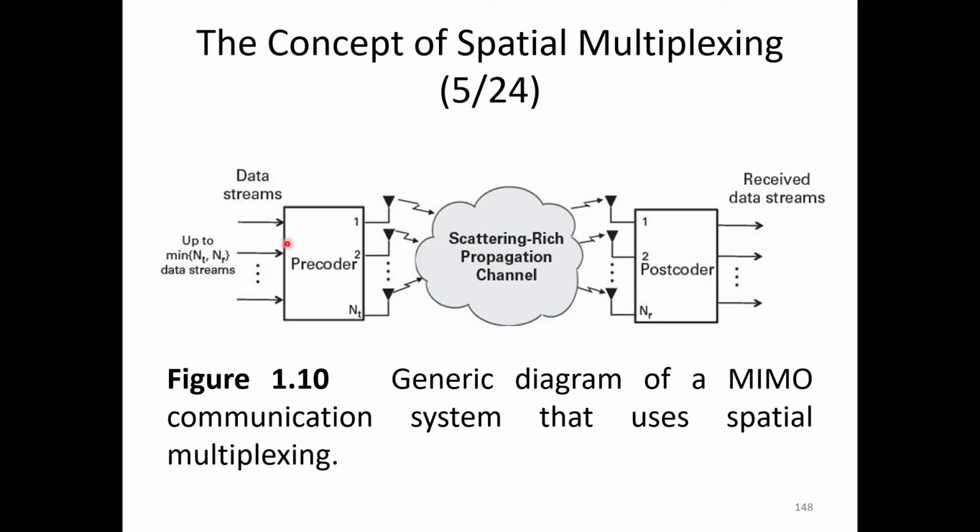Okay, and then we input these data streams into a precoder. And the outputs of the precoder go to the NT transmit antennas. Okay. And these NT transmit antennas will transmit the signals into a scattering-rich propagation channel. And at the receiver, we have NR receive antennas. And after receiving the signals, we will pass the signals through a postcoder. And at the output of the postcoder, we will have the received data streams.